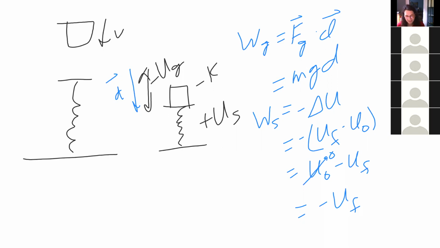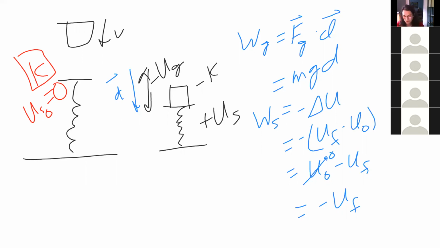They ask us to find next the speed of the block just before it hits the spring. So let's think about the energies that we have just before we hit the spring. At that point, we have just kinetic energy. The spring has no potential energy. I just said that the initial spring potential energy is 0. We have all kinetic energy, in other words.